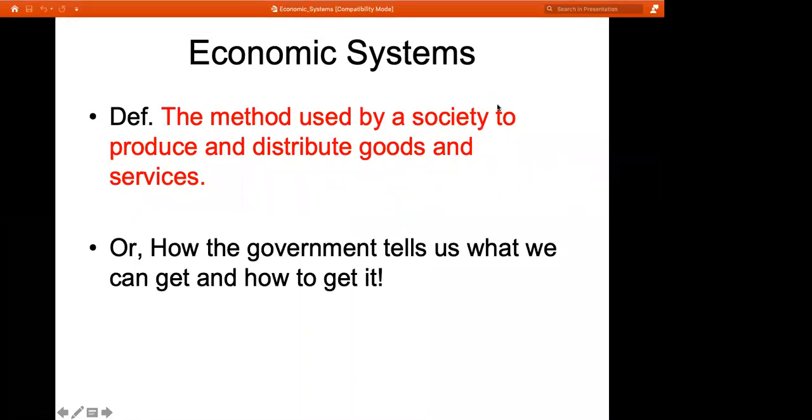The definition of economic systems: the method used by a society to produce and distribute goods and services, or, in crude language, how the government tells us what we can get and how we can get it.